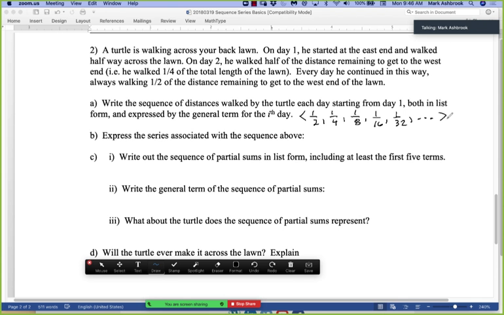Okay, so we want to write a formula for this. Clearly, the numerator is always 1. So we just have to figure out what the denominator is. So this is i equals 1, i equals 2, i equals 3. It's always really helpful when you're trying to determine these formulas to make kind of a table. Write down the i values so that you can compare them. So 1 gives 2, 2 gives 4, 3 gives 8, 4 gives 16, 5 gives 32.